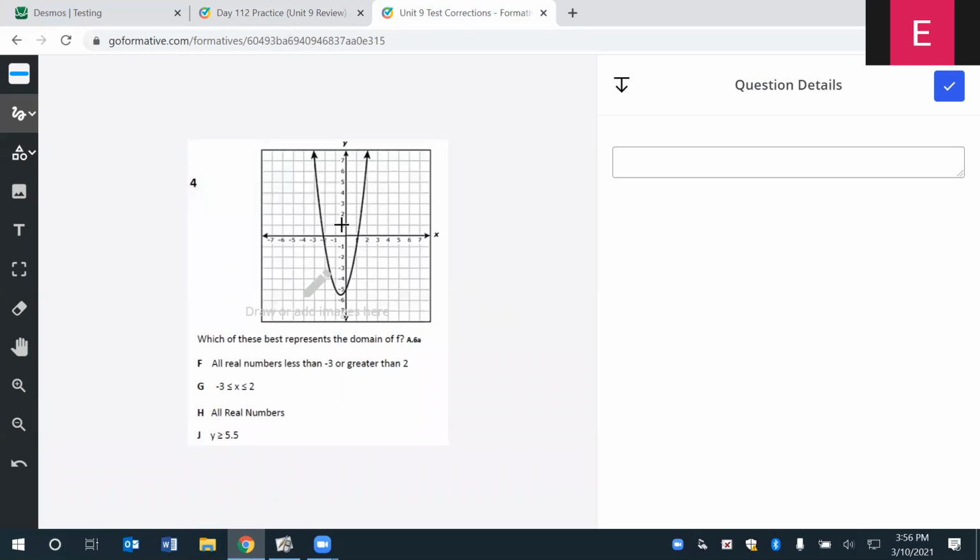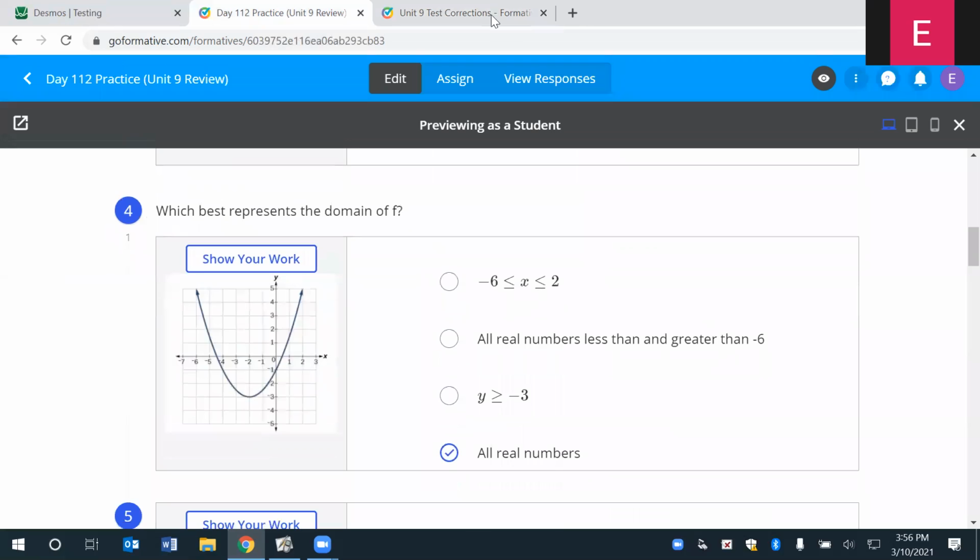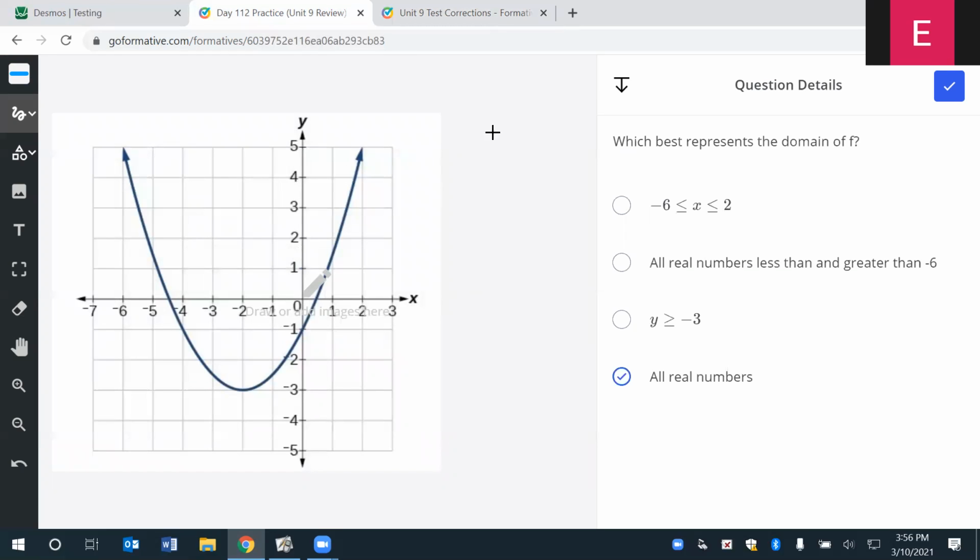All right, 4 on your test is similar to 4 on the review. Remember that the domain of all parabolas is always all real numbers. For this one, you don't even have to show me any evidence. You just had to memorize that. If you have arrows on the left side and on the right side, that means it's all real numbers. So that should be the same answer for number 4 if you missed that one on your test.